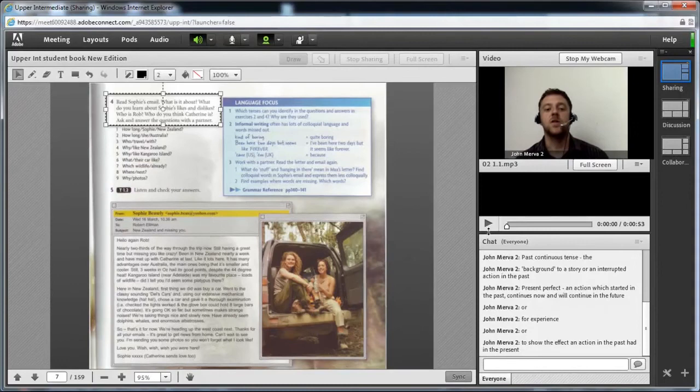Just so you know which questions I'm talking about, I've now drawn a box just around the questions to look at. So please, with your partner, take 3 to 5 minutes to just quickly read that email and then answer those questions in the black box that I've drawn around them. 3 to 5 minutes, please. Start now.